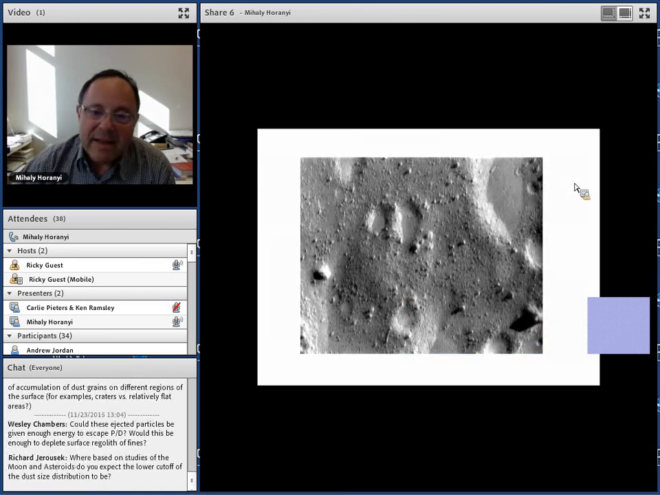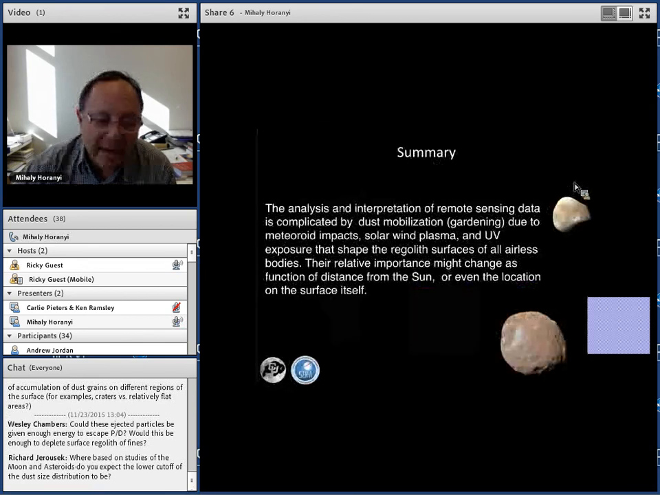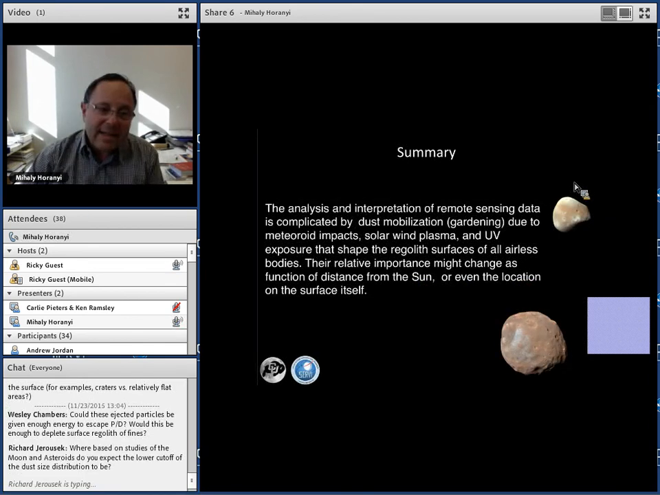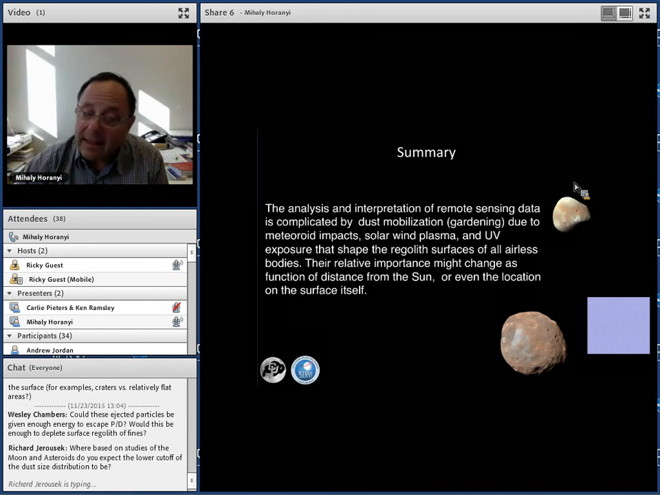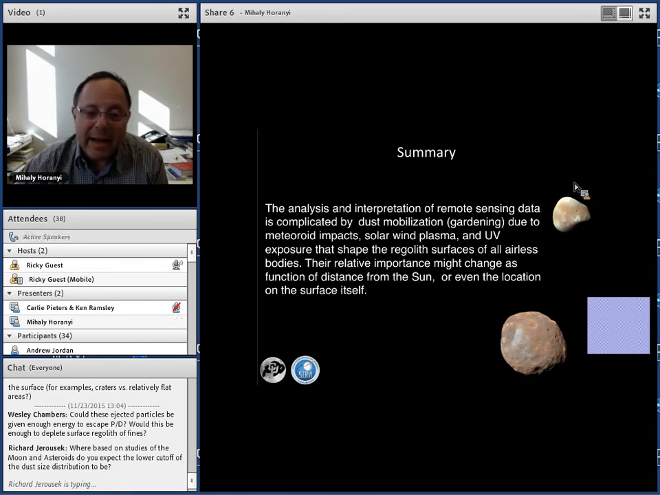This is just another image. And here I am at the last slide. If anything, perhaps this was good enough to convince you that the analysis and interpretation of remote sensing data could be complicated by dust mobilization, gardening, either due to meteoroid impacts or solar wind plasma or UV exposure, that certainly is capable of moving dust around the surfaces.